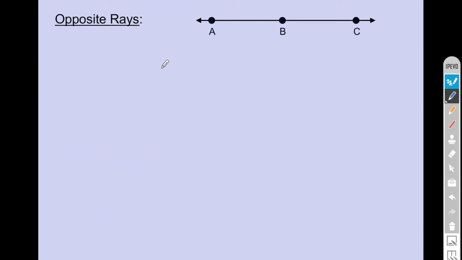Next one are opposite rays. Opposite rays is referring to two rays that have the same starting point but go in opposite directions. So the opposite rays in this drawing would be ray BA, starts at B, goes this way through A, and ray BC, starts at B and goes through C.